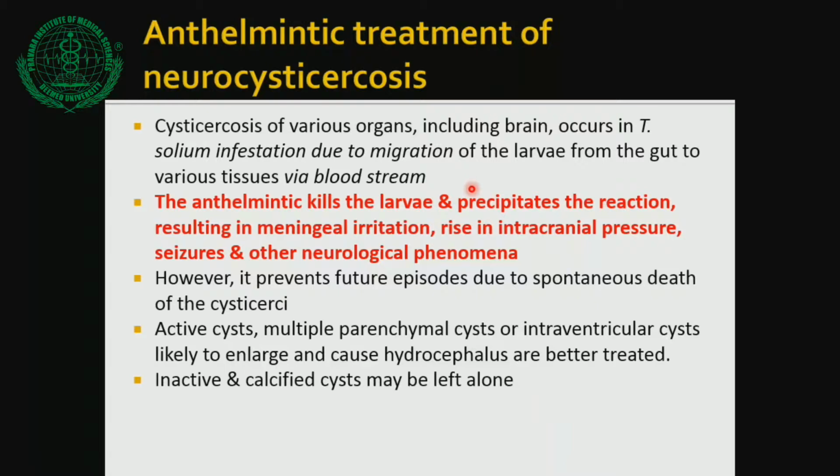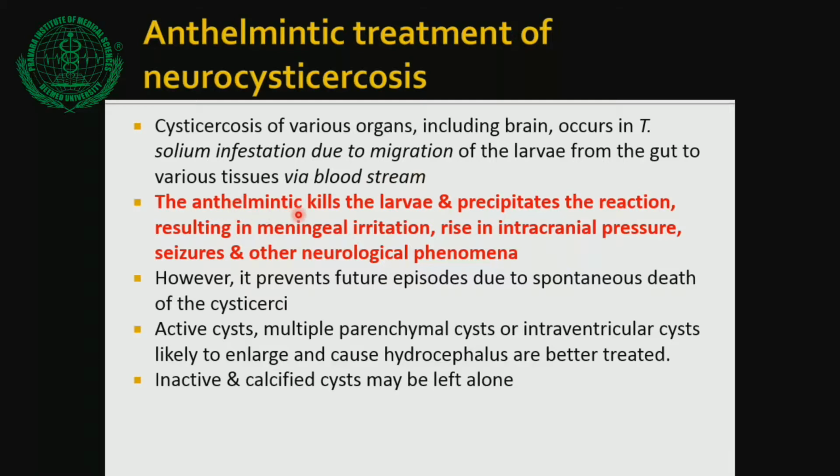Next, which is very important, with very high chances of being asked as a short note, is the anthelmintic treatment of neurocysticercosis. So cysticerci or larval forms of Taenia solium can cause cysticercosis of various organs including the brain, because of migration of Taenia solium larvae from the gut or intestine to the various tissues via the blood stream.